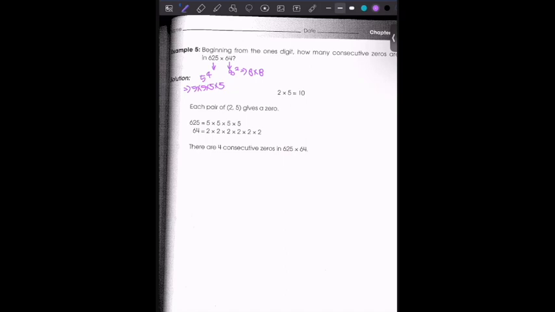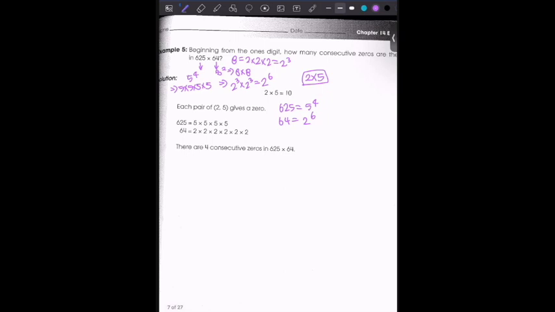And if we want to use prime numbers, we know that 8 is equal to 2 times 2 times 2, or 2 to the power of 3. And so this is going to be 2 to the power of 3 times 2 to the power of 3. So that is going to be 2 to the power of 6. So we know that 625 is 5 to the power of 4, and 64 is 2 to the power of 6. And so we have two numbers involved only, 2 and 5.